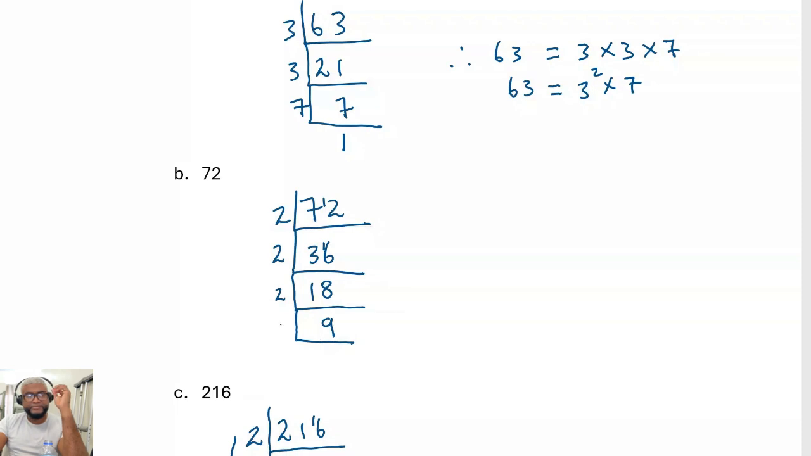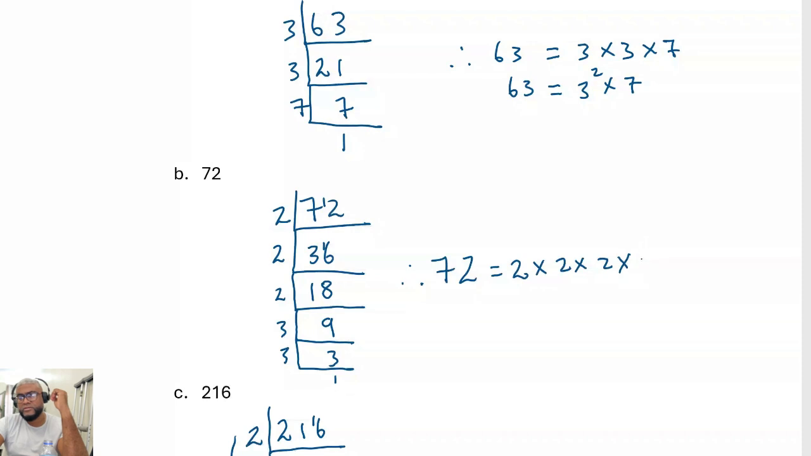No, I had to use 3. Right, 3 into 9 is? 3. And then 3 into 3 is? 1. Right, so let's write down 72. So therefore, 72 will be equal to what, my brother? Belt it out. 72 will equal 2 times 2 times 2 and 3 times 3. Write this in index form, bro. Okay, 2 to the power of 3 multiplied by 3 to the power of 2.